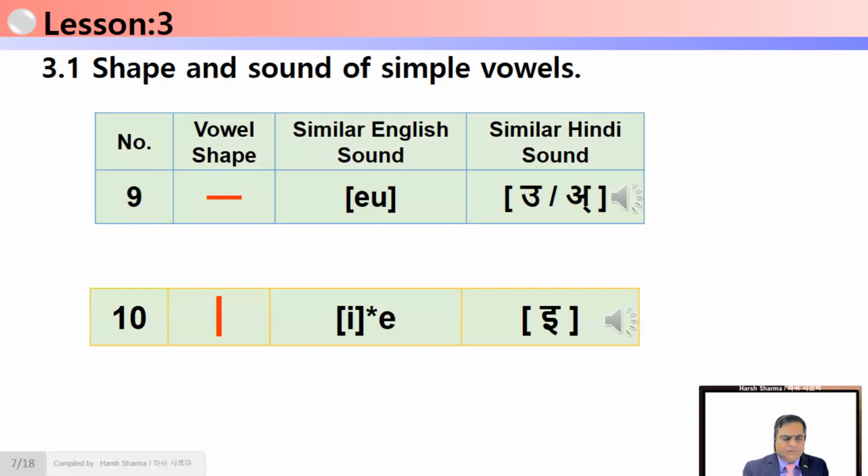Number 10: see here, one vertical line, the symbol of the standing human. Make this shape also 5 times and then do the pronunciation. E, E, E. All 10 are over now. Finish.